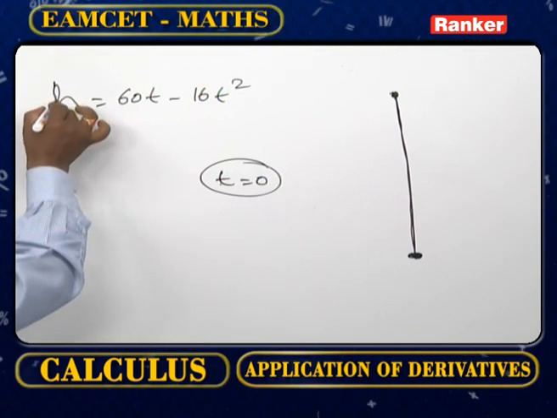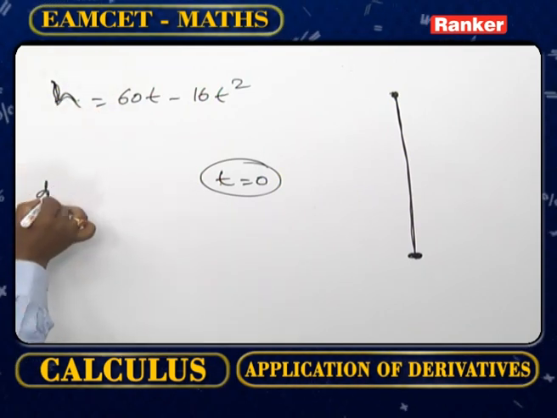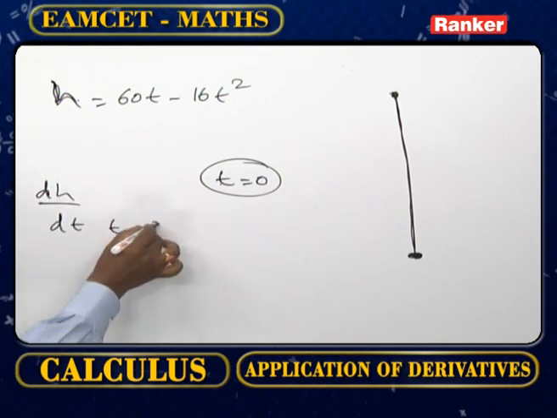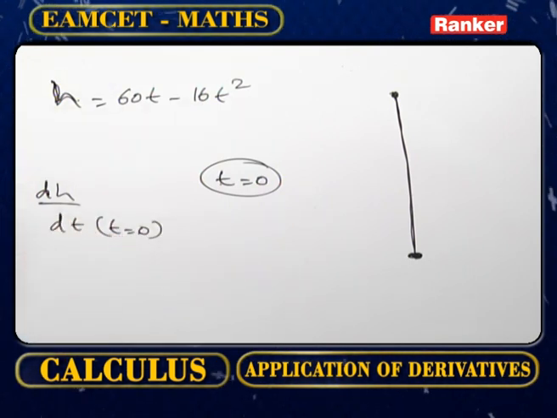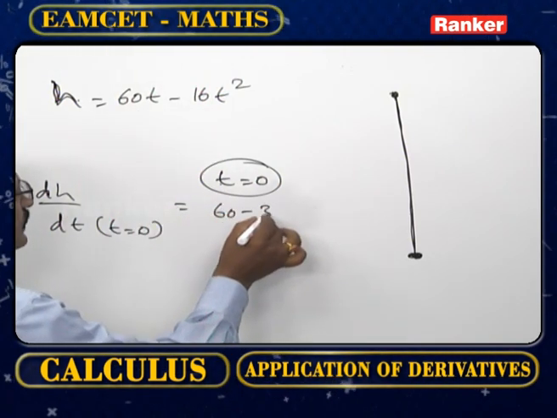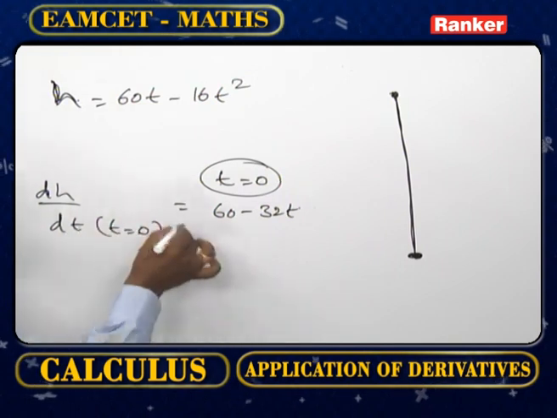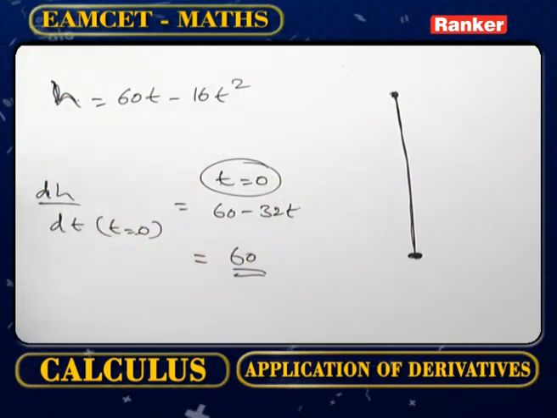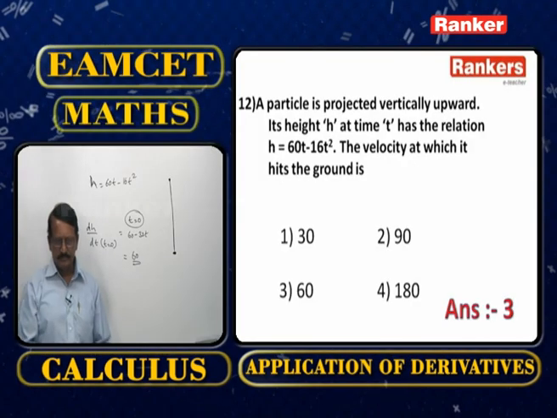Now, h is the displacement of the particle. We require dh/dt at t = 0. Now dh/dt = 60 - 32t. So dh/dt at t = 0 is 60. Now the answer is 60, third option.